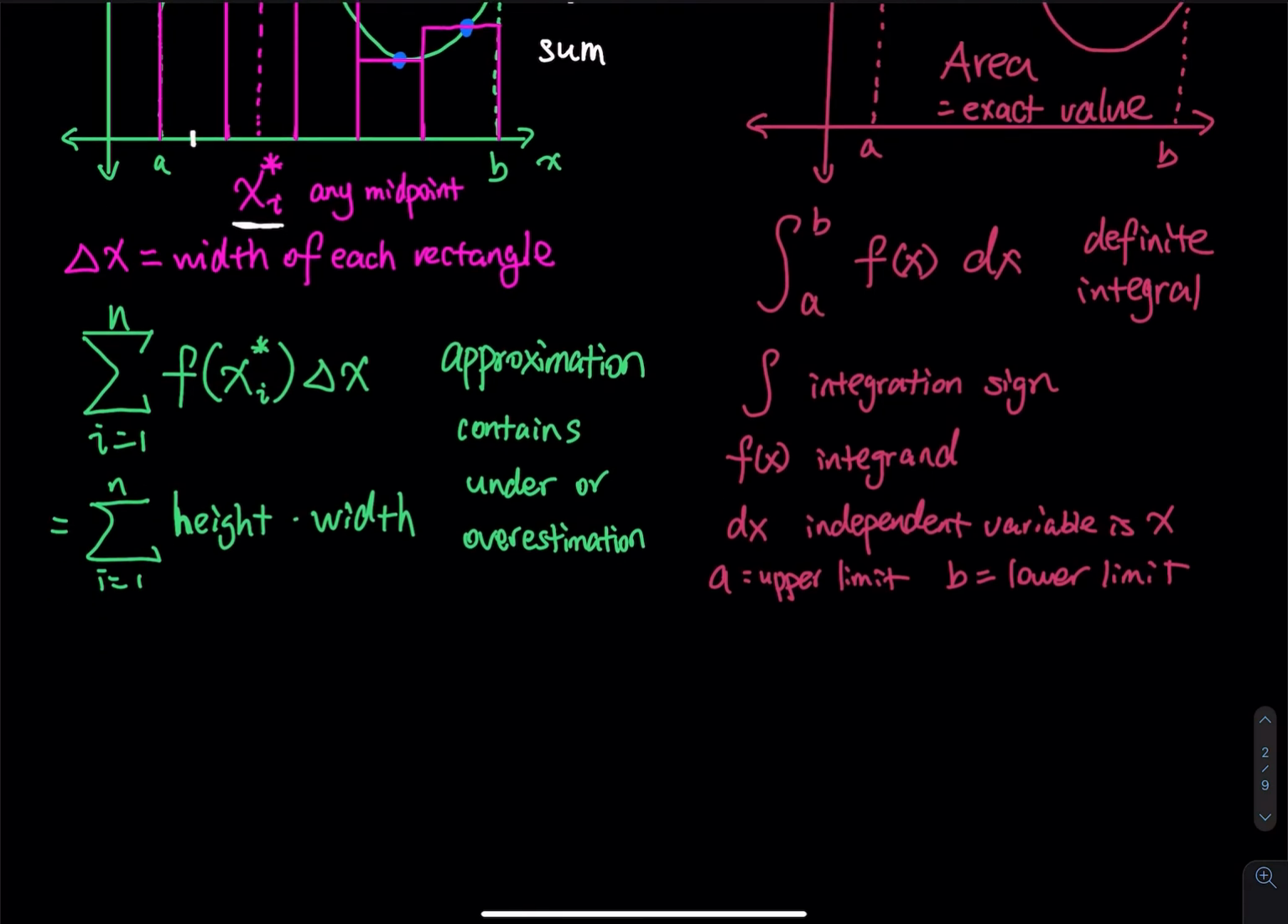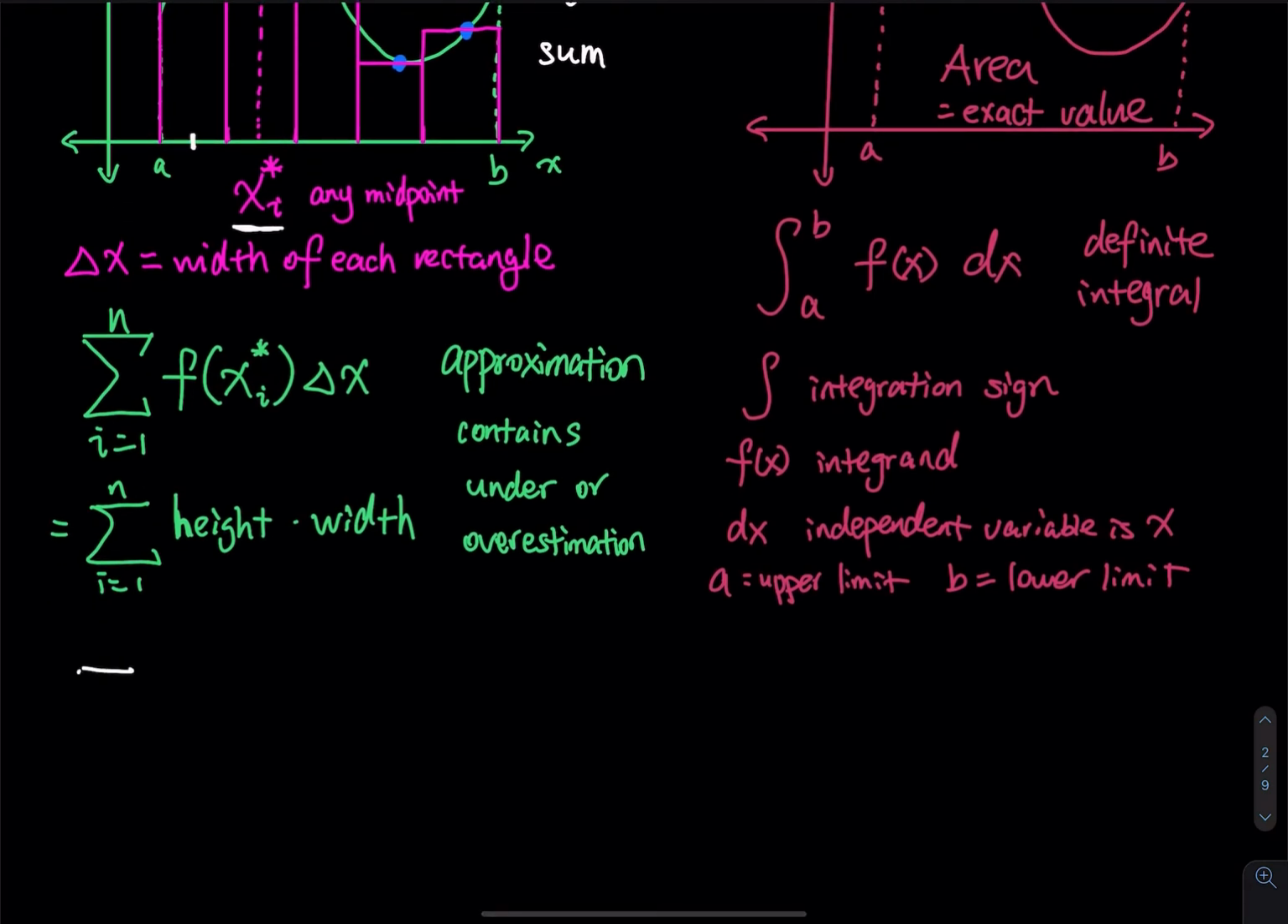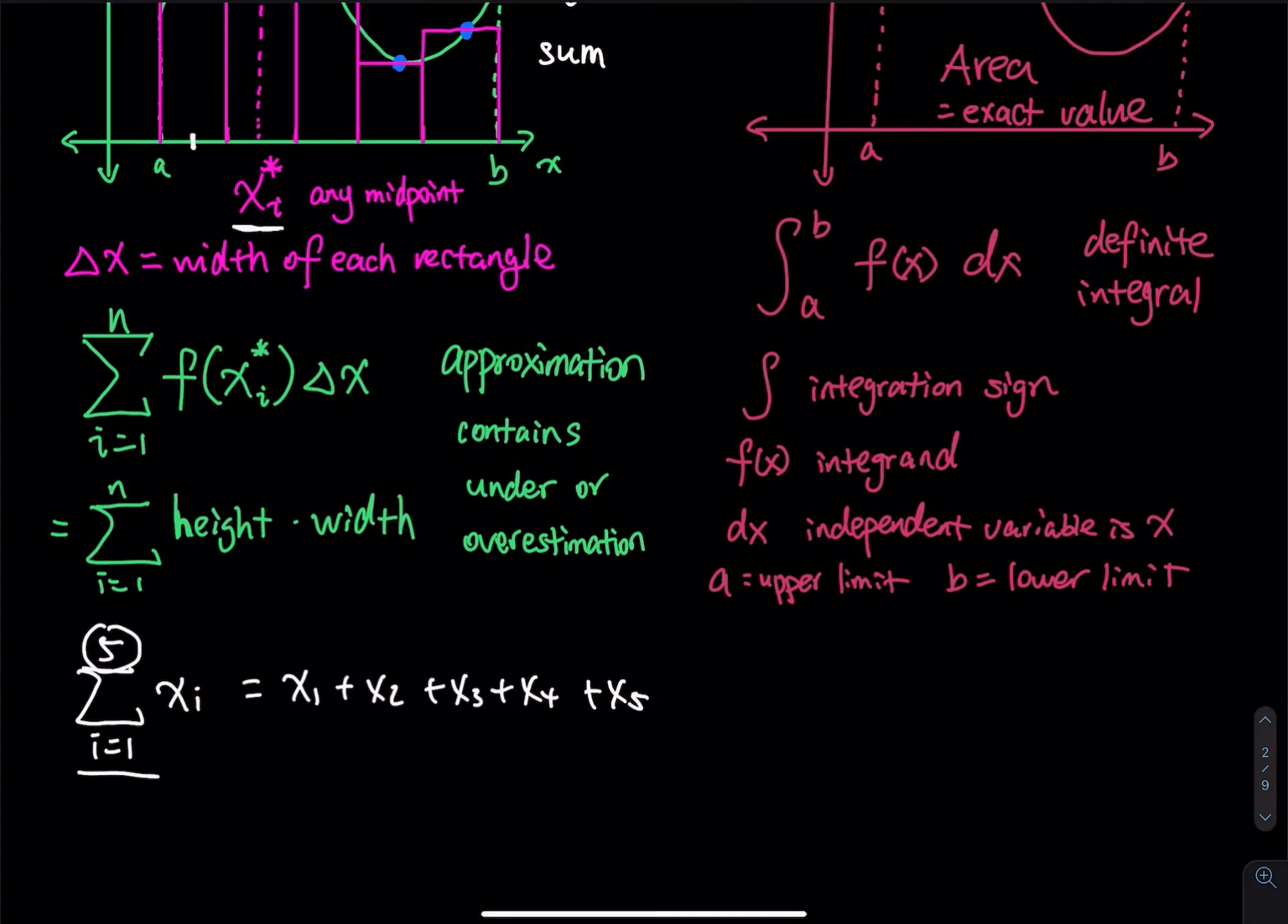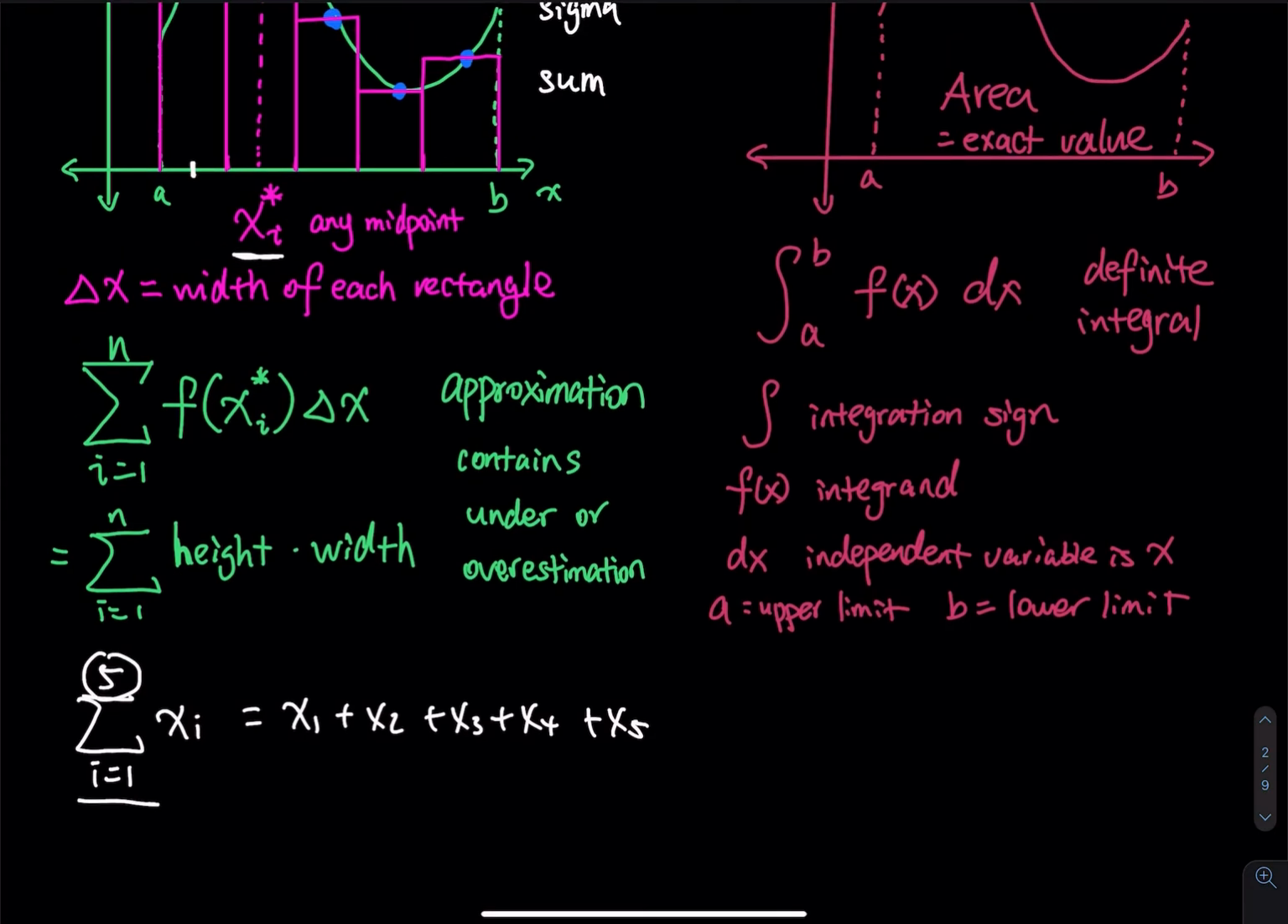What that means is, let's do a little example right here. Let's say I have i goes from 1 to 5, and I have x i. What that means is I have x1 plus x2 plus x3 plus x4 plus x5. So it's adding up a bunch of terms. I have to start at 1 and then terminate at 5. In the Riemann sum, i goes from 1 to n because I'm extending this to n subintervals.